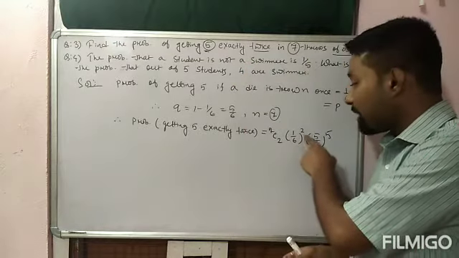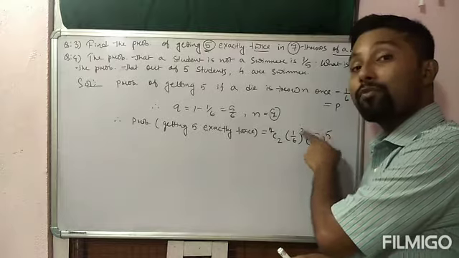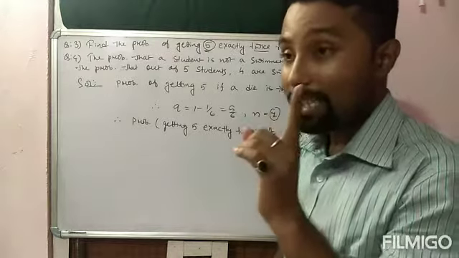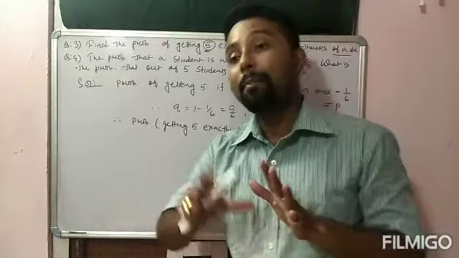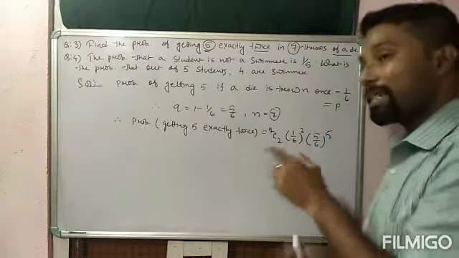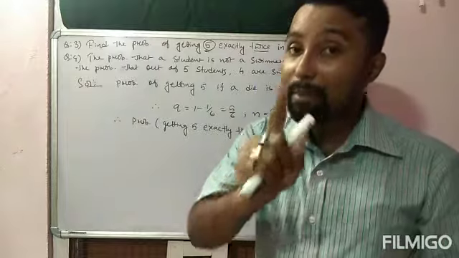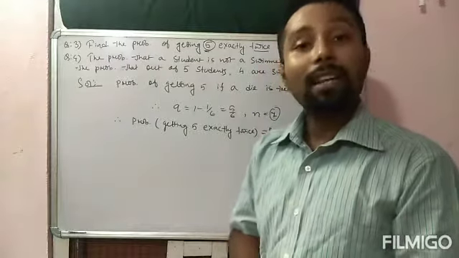That is, if here it is 1 by 6 to the power 4, then this will be 5 by 6 to the power 3, because 4 plus 3 is 7. You have to remember and keep in mind that the summation of the exponents, that is, the exponents of failure and success, should also equal the number of times the die was thrown. Then only it will be the correct answer.